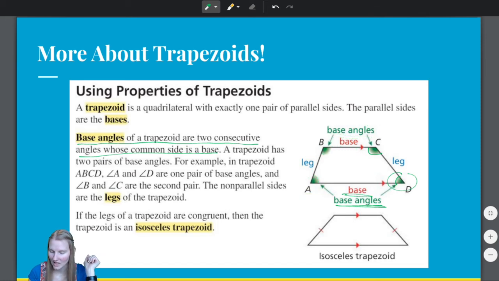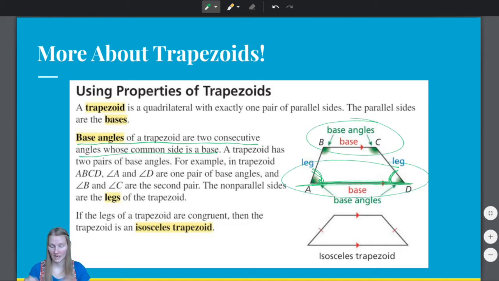So when they say consecutive angles, we can't just say, oh, A and B are consecutive, so these are base angles. Not quite. Their common side needs to be a base. So we're talking about A and D, or B and C, or something like that when we talk about base angles. So a trapezoid has two pairs of base angles. We have the base angles with one base and the base angles with another base. Okay. Awesome. Cool. Yeah, the rest is what we talked about on the last slide.